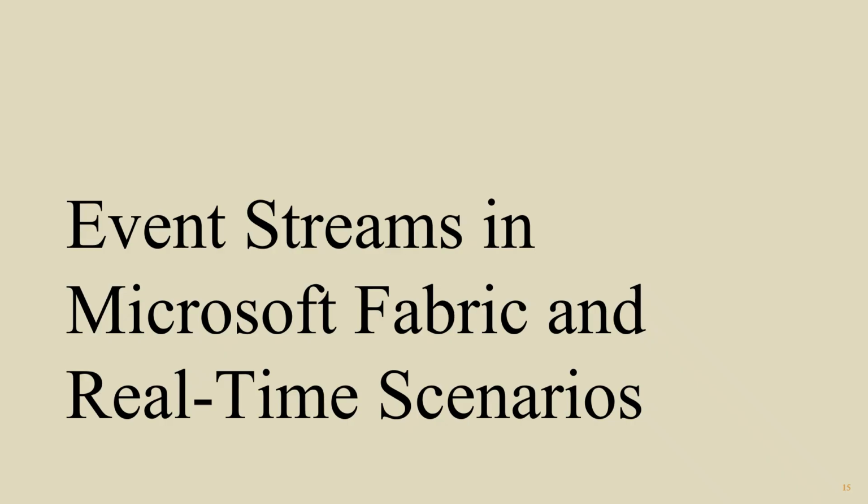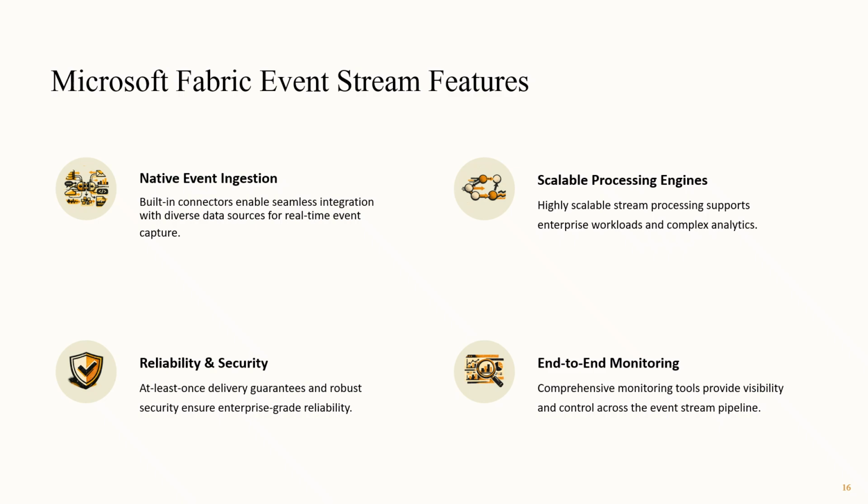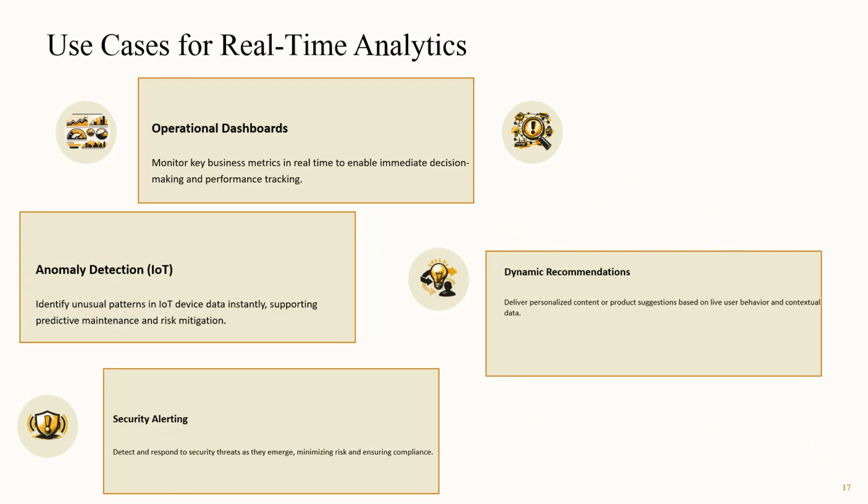So, event streams in Microsoft Fabric and real time. So, coming to the use cases, Microsoft Fabric delivers native support for event ingestion, storage, and processing with built-in connectors, scalable stream processing engines, and integration with analytic services. It supports at least once message delivery guarantees and end-to-end monitoring. It is optimized for enterprise-grade reliability and security.